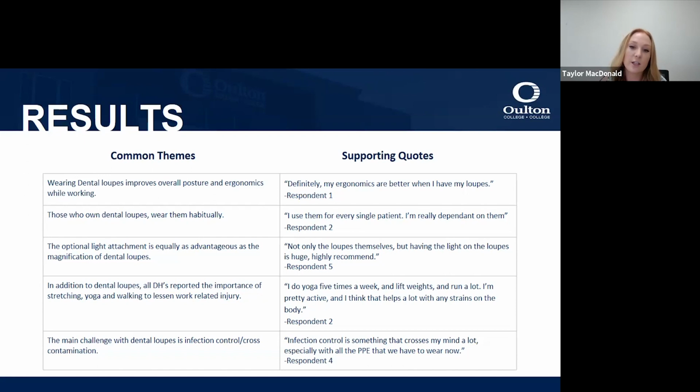This can include stretching, yoga, and walking. To quote respondent 2, I do yoga 5 times a week and lift weights and run a lot. I'm pretty active, and I think that helps a lot with any strains on the body.